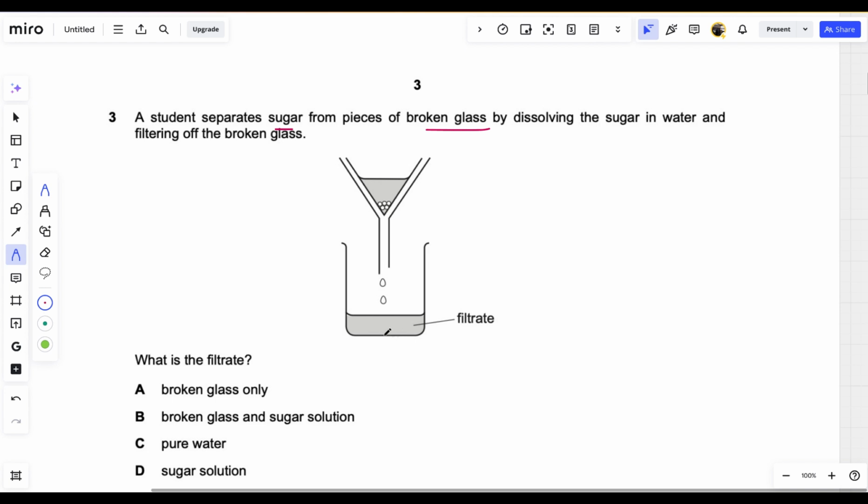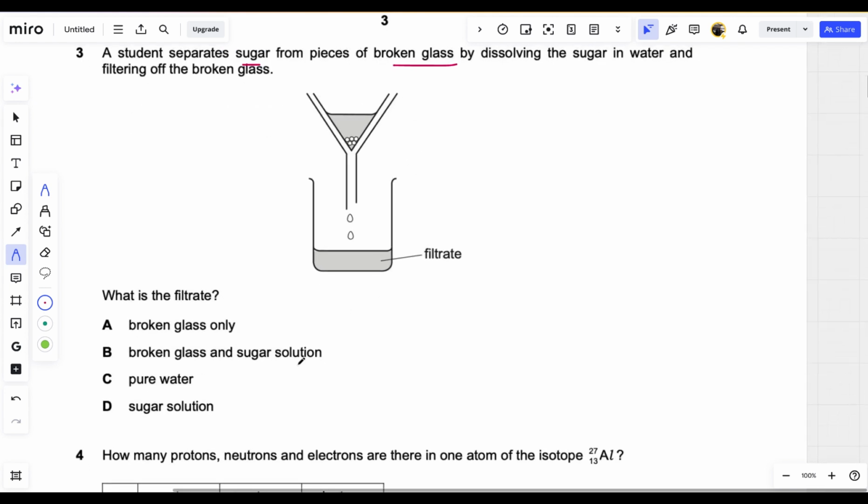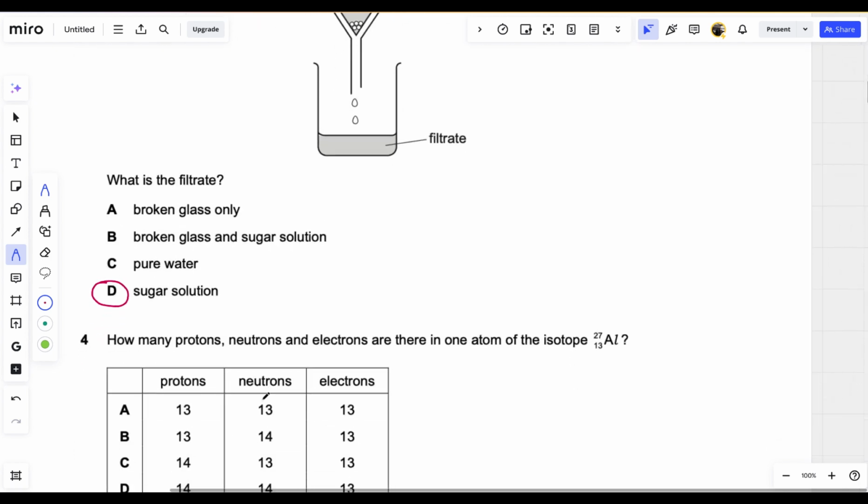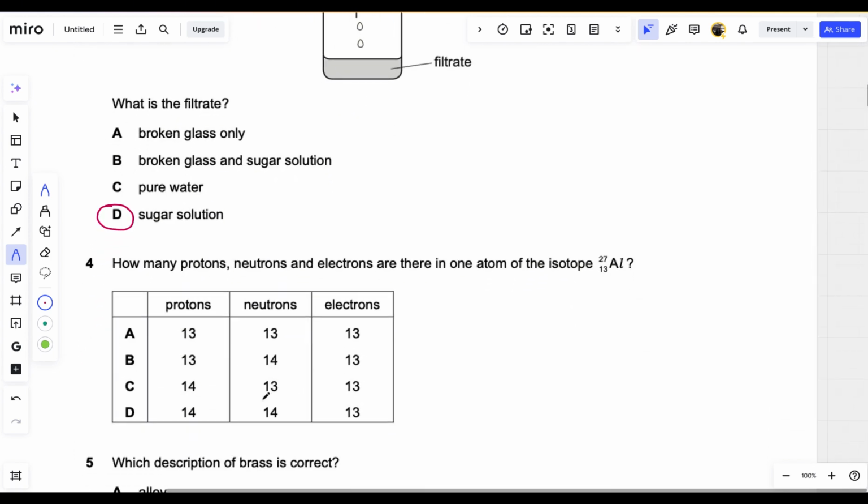So what is the filtrate? The filtrate is the sugar solution, right? Not just sugar, because it's dissolved in water, it's called sugar solution. The filtrate is not broken glass. That is the residue. Pure water, no, because you dissolved sugar in water, so you're not going to get pure water. So the answer is D, sugar solution. Sugar that has been dissolved in water is called sugar solution. Okay? Now let's move to the next question.